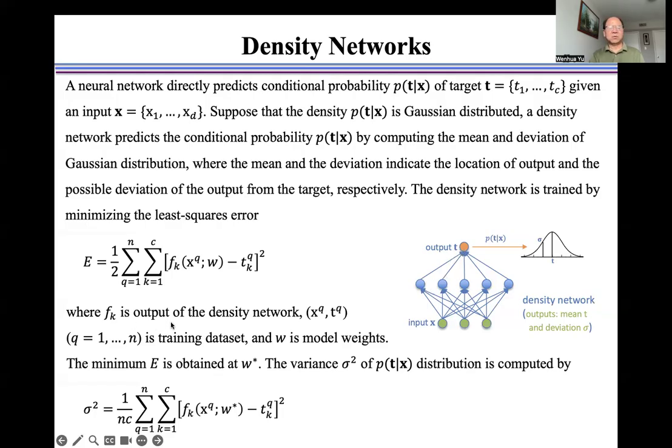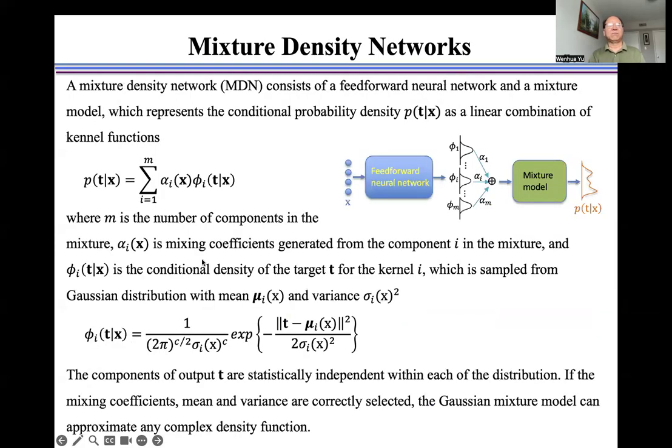Where Fk is the output of the density neural network, XQ, DQ is the training dataset, and W is the model weight. The minimum E is obtained at W asterisk. The variance sigma squared of the distribution is computed by using this equation.